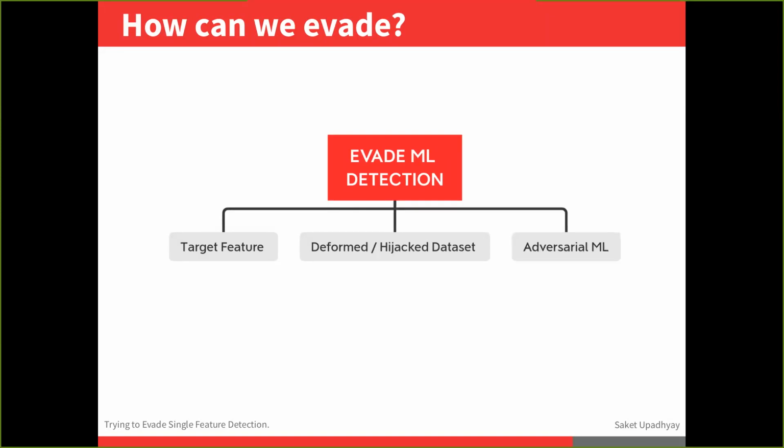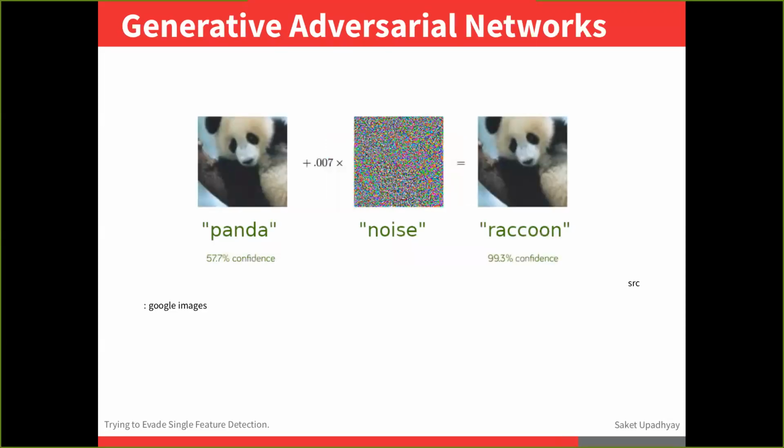Or what we can do is called adversarial machine learning. This is an interesting field also. We can use machine learning to defeat machine learning. Just like we can learn how to detect malware, machine learning models can also learn how to evade detection just by having experience. This is a popular example of how an adversarial network works.